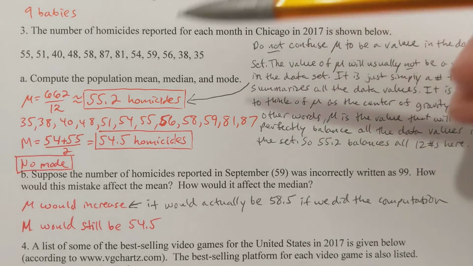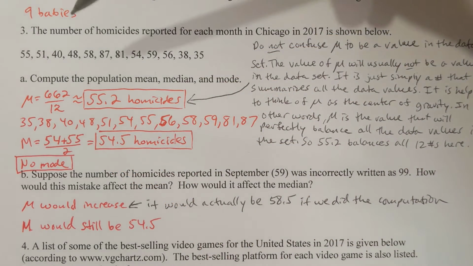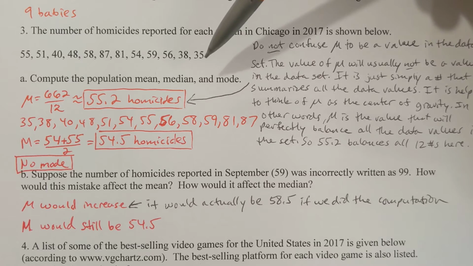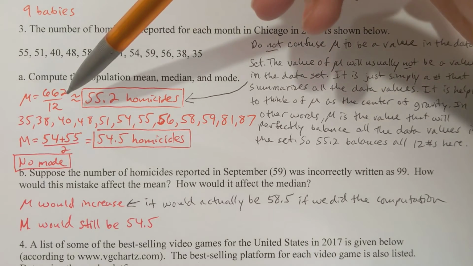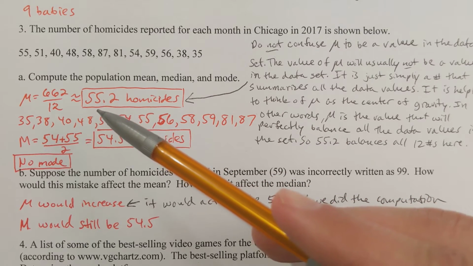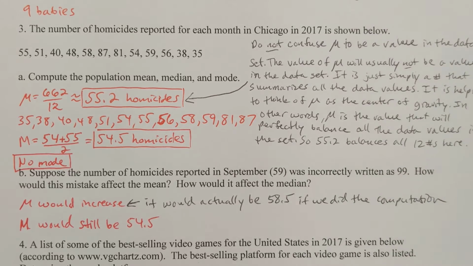The population mean is mu, and again, I need to add up all the numbers and then divide by the total. When I add up these 12 numbers, I get 662 as the total. Divided by 12, 662 divided by 12 is approximately 55.2 homicides.